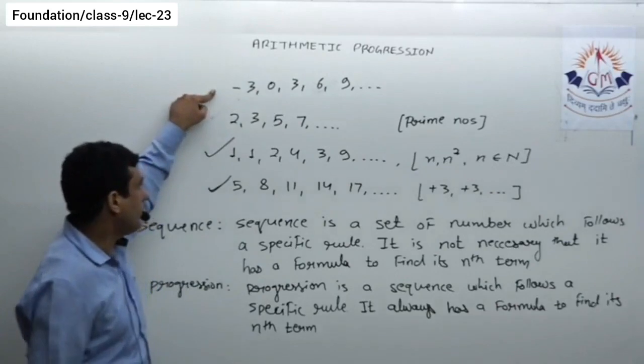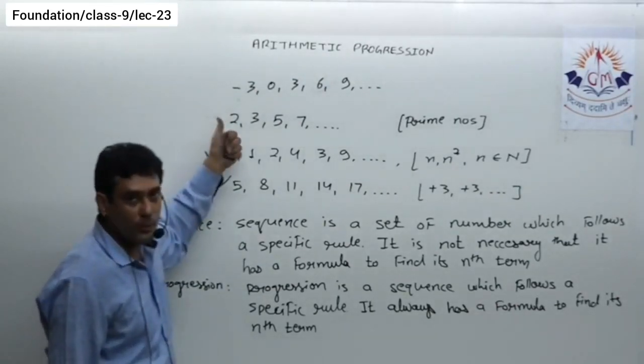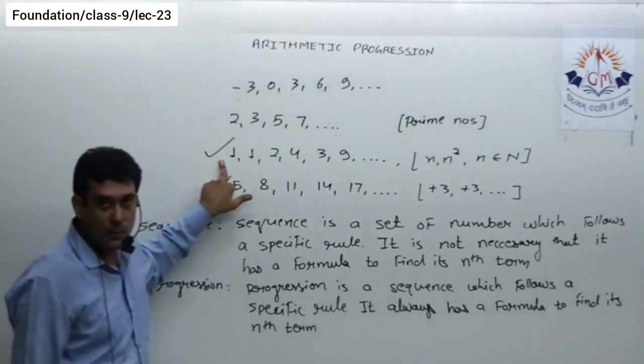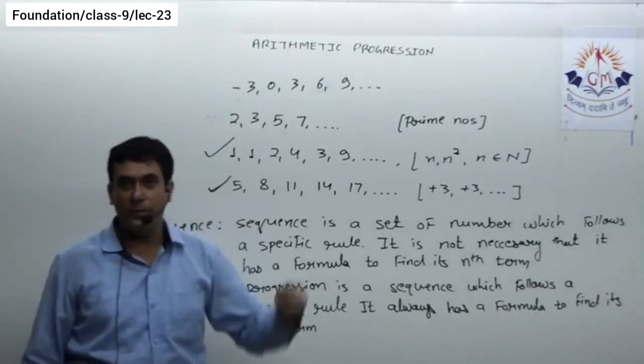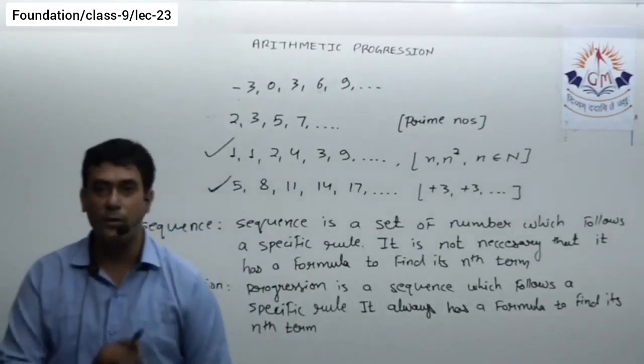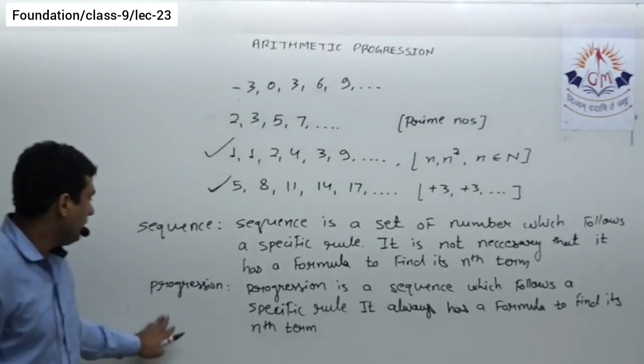One thing more: every progression is a sequence, but every sequence is not a progression. Okay, this is a progression, definitely a sequence. This is a sequence, so it is not a progression. This is a sequence, not a progression. This is a sequence as well as a progression. So every progression is a sequence, but every sequence is not a progression. So note it down, the definition of progression.